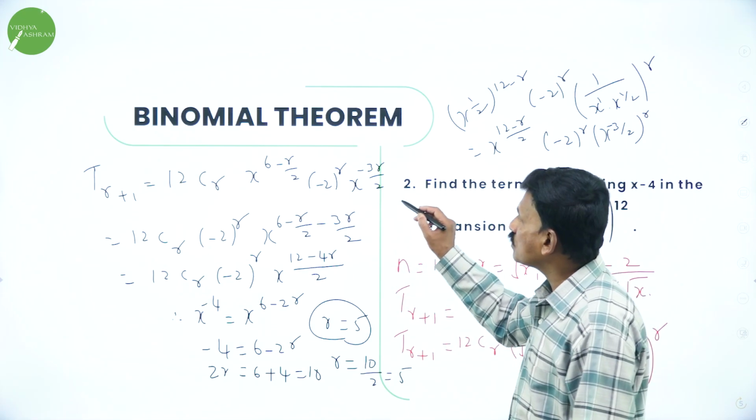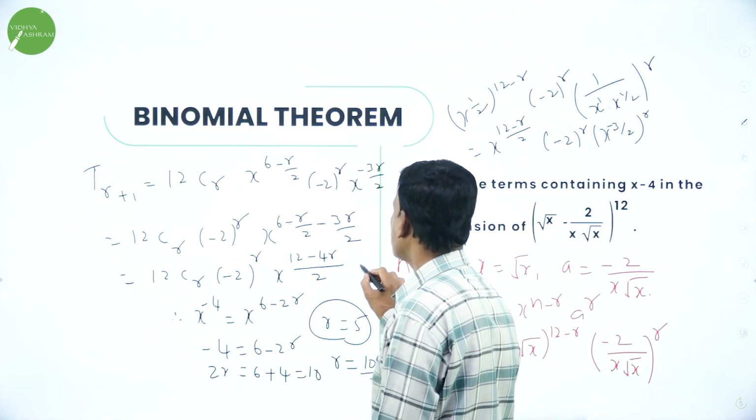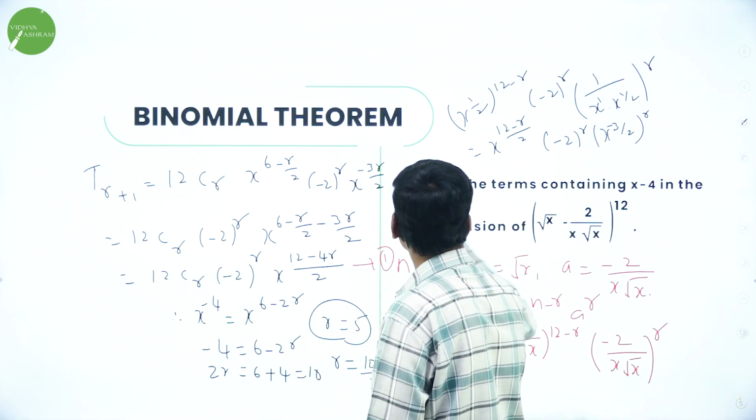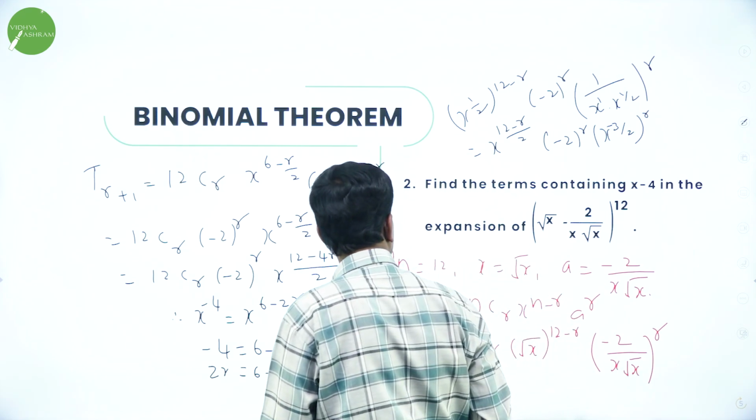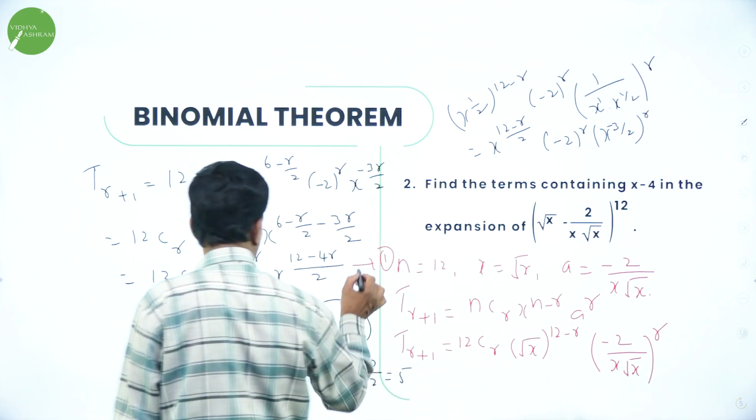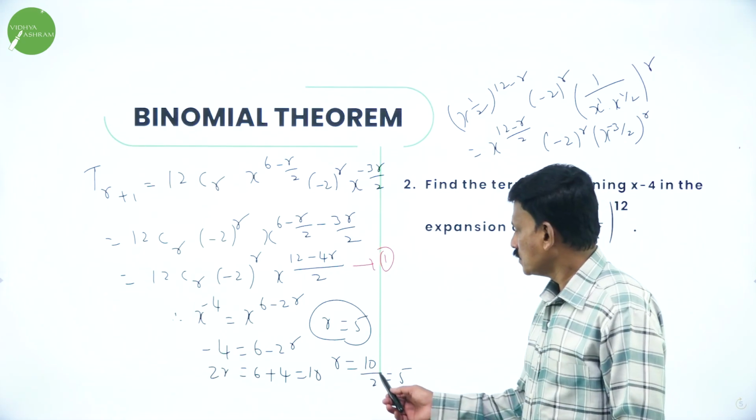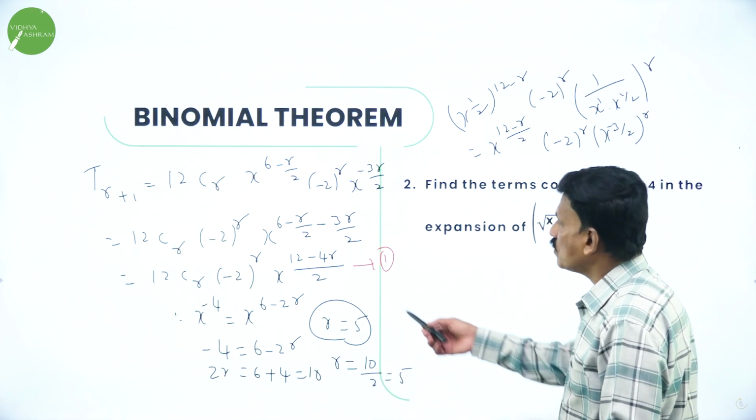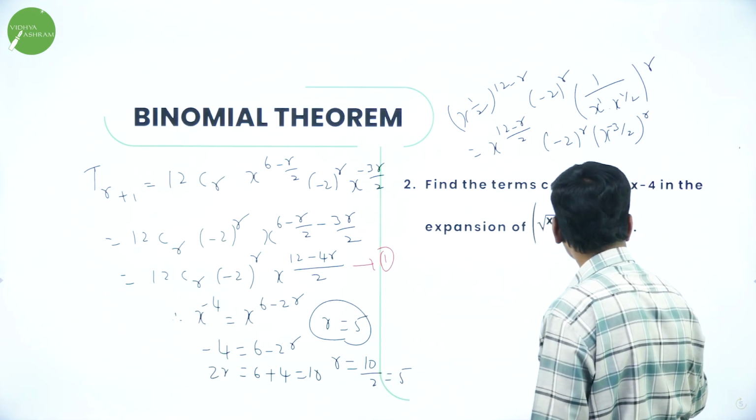Now put r is equal to 5 in this expansion. So if we substitute here, let us represent this as equation number 1. Put r is equal to 5 in equation 1. Now just substitute the value of r is equal to 5 in equation number 1.